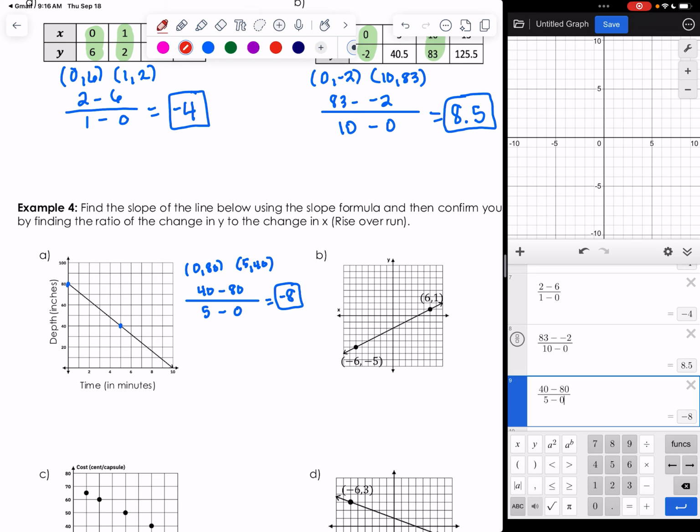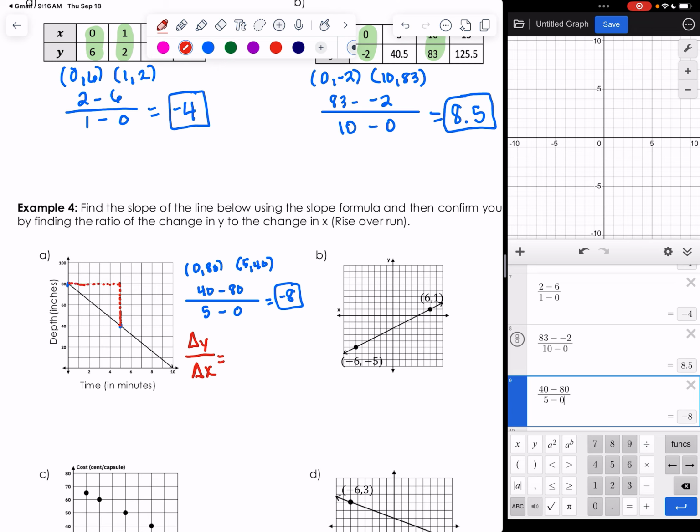The second thing they want you to do is find the ratio of the change in y, or delta y, to the change in x, delta x. All right, to do that, remember, we have to draw a right triangle. So I'm going to start with the bottom. I always start with the bottom, and connect these 2 points with a right triangle.